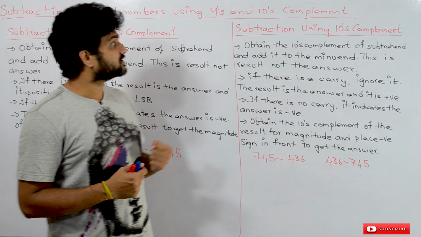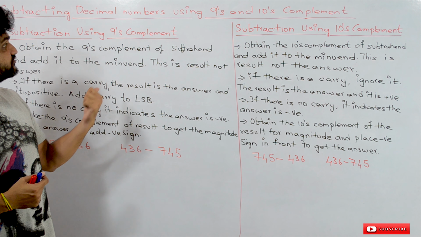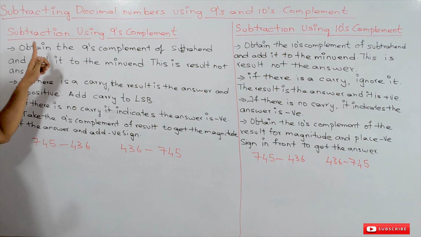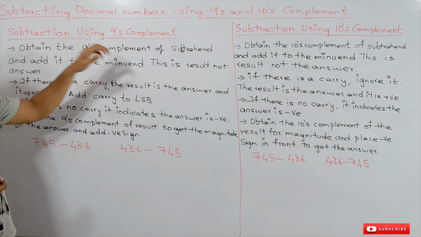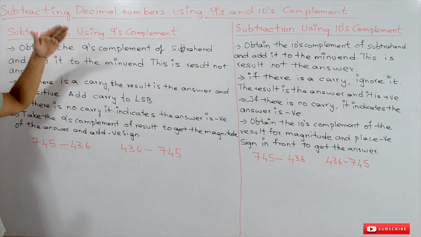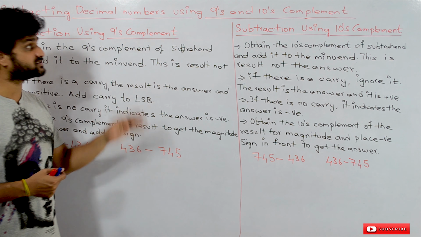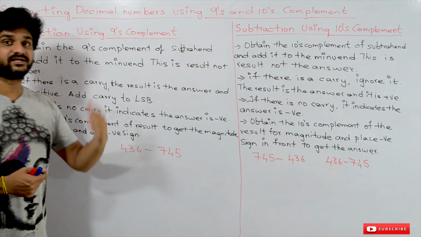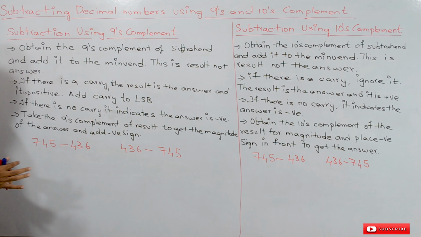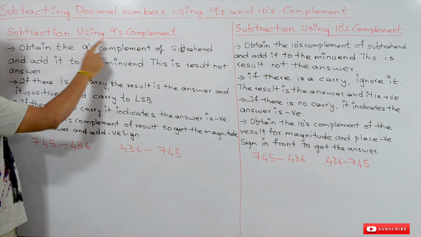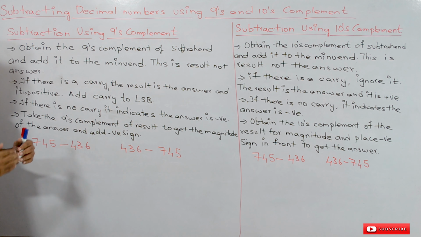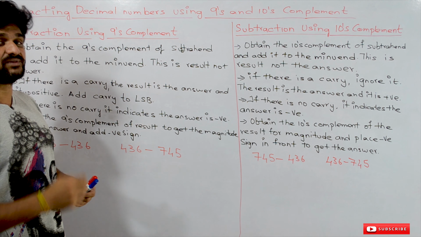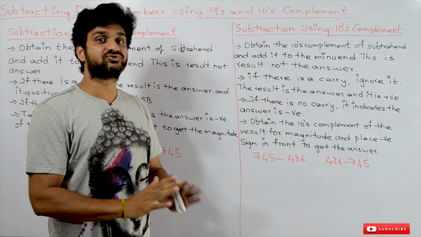So coming to today's video, it is subtracting using 9's complement. We will try to do the subtraction of decimal numbers by using the 9's complement and 10's complement. First we will start with subtraction using 9's complement: how to do the subtraction of two decimal numbers by using the 9's complement.